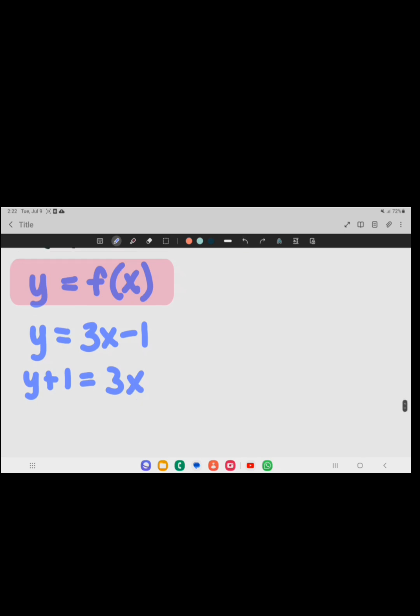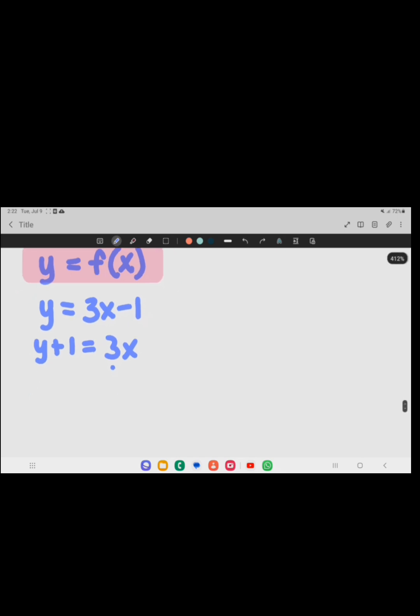So now the relationship between the 3 and also x is a times, right? So when it is a times relation and you want to move the 3 over, it will become a divide. Okay, it will become a divide. So y plus 1 over 3 is equals to x.